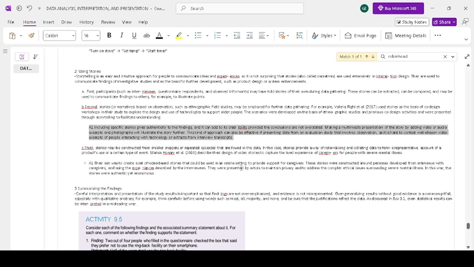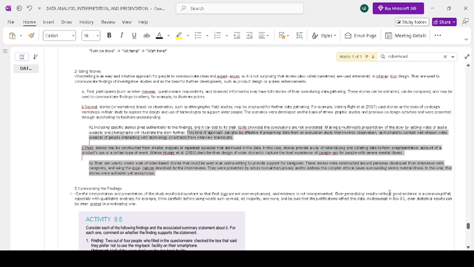This kind of approach can also be effective if presenting data from an evaluation study that involves observation, as it's hard to contest well-chosen video excerpts of people interacting with technology.